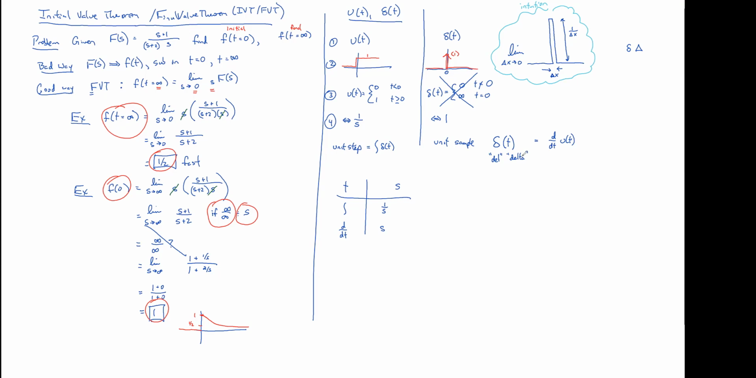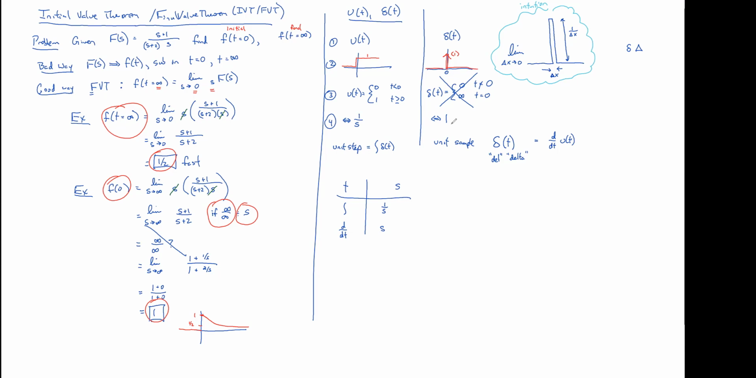On the other hand, if the unit sample is really the derivative of the step, and the derivative is really like multiplying by s, we should be able to multiply the unit step by s to get the unit sample. And sure enough, when you multiply the unit step by s, you get s over s, which is 1. So that's the integral differential relationships between u of t, the unit step, and the unit sample.